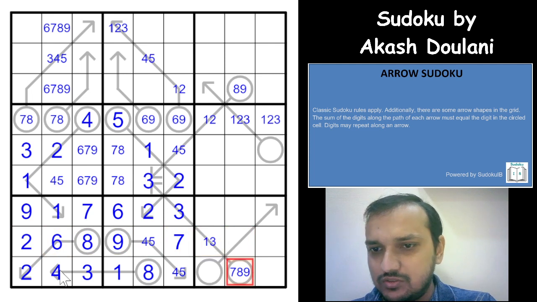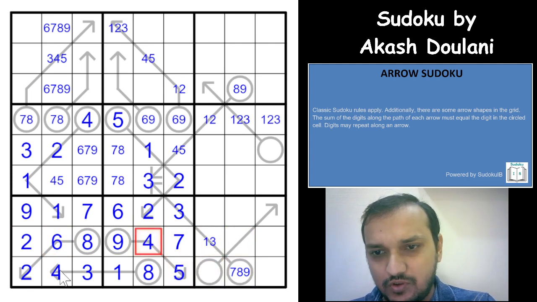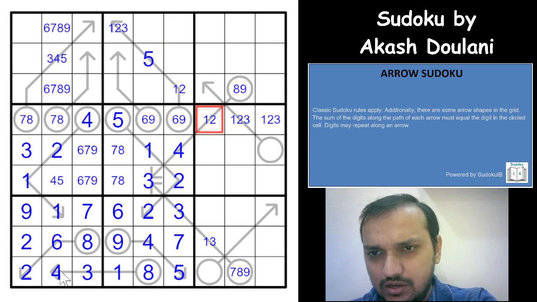Amazing Sudoku, guys. Really, really amazing. This is 5. That is 4. That gives you a 5 here. 4. If this is 1, that gives you 8. If this is 2, that gives you 9. Okay.